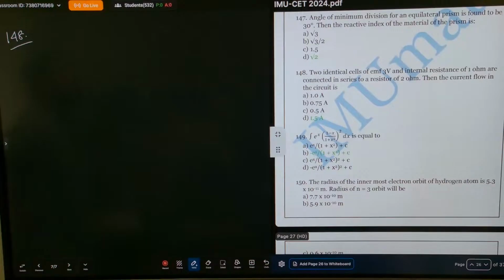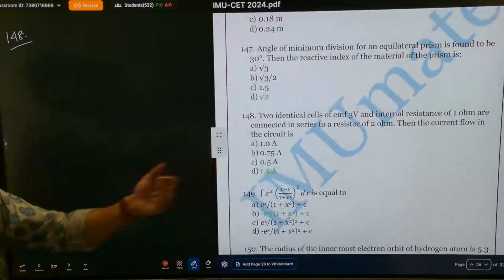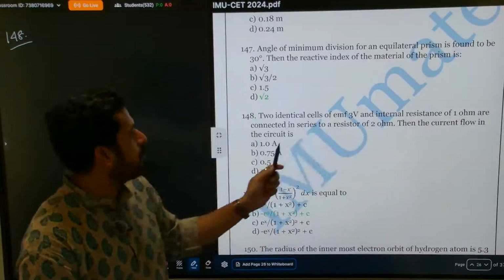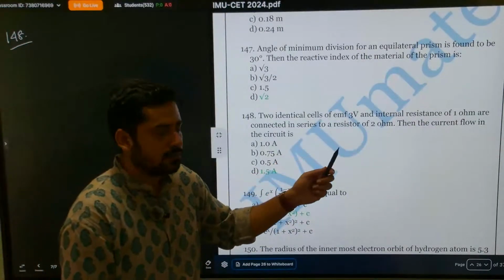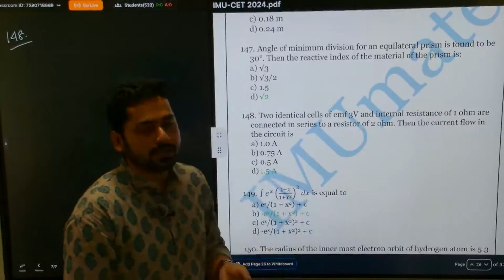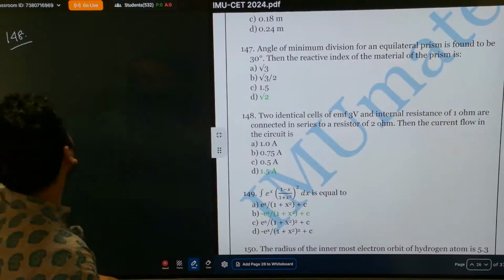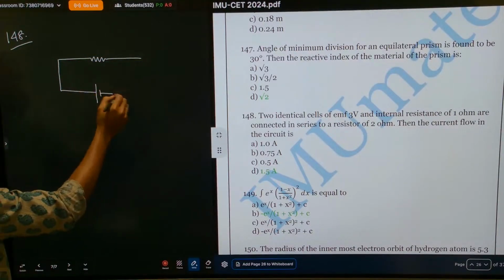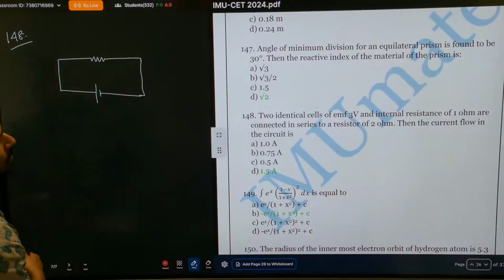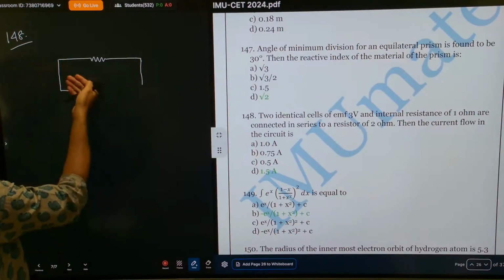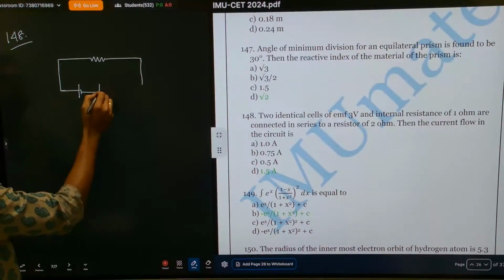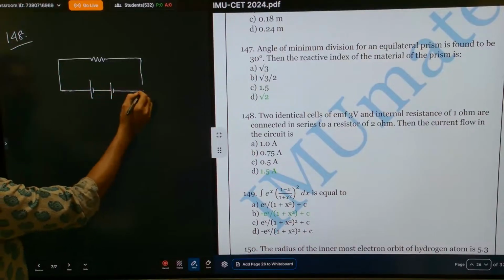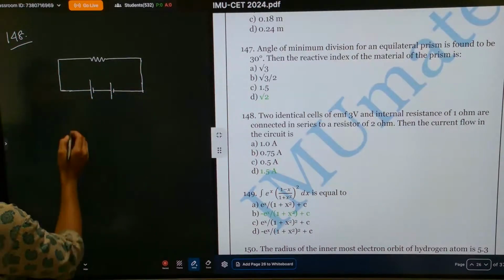Two identical cells, I'm reading that out loud. Two identical cells of EMF 3 volt, internal resistance of 1 ohm, that is very important, connected in series to a resistor of 2 ohm. The current flowing through the circuit is very easy. Now let's draw the circuit diagram. In the exam you don't need to draw it. Just use the formula, but I am drawing this for your understanding. There are two cells, 3 volt.